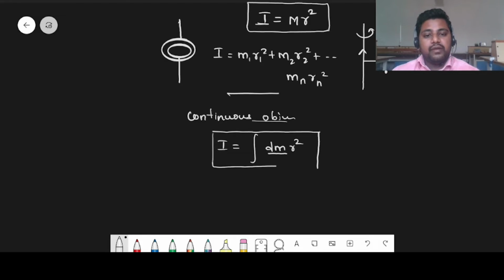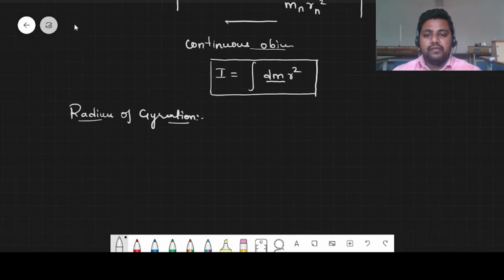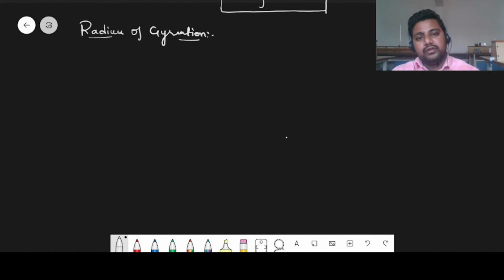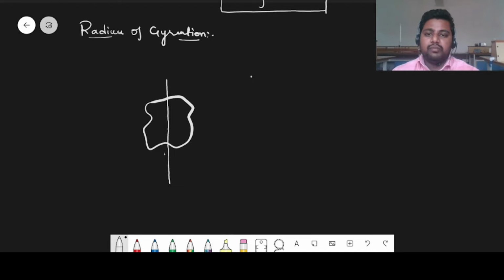Now, you have to get an idea of what is radius of gyration. We have to analyze what is radius of gyration. When you are learning about radius of gyration, let's say we take an example of one continuous body. It is in this uneven shape. Let's say it is rotating around this axis.